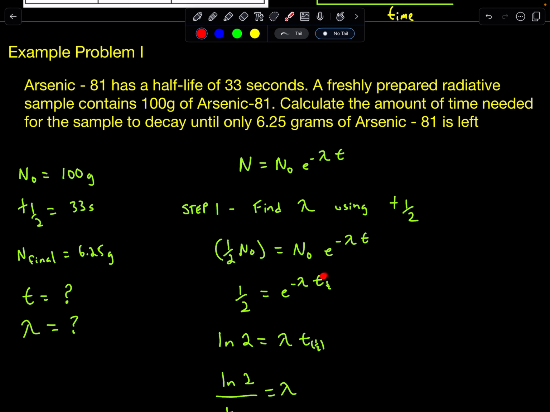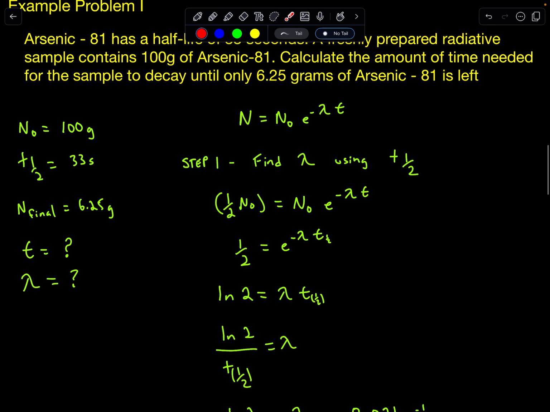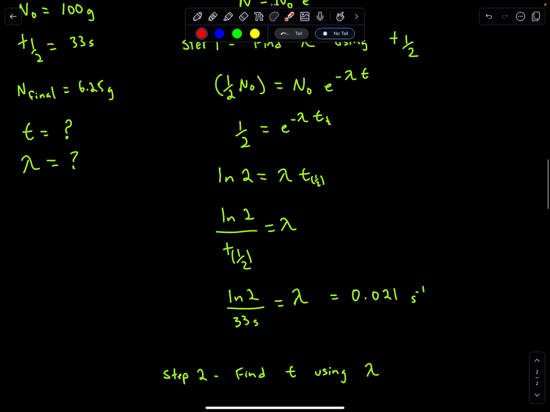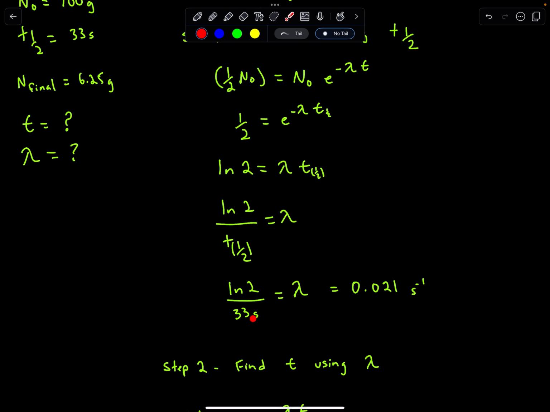That's the half-life time. And then if I do the algebra with my exponentials here, I'll get this. Now this is a very important formula that you should memorize: ln2 divided by the half-life of a substance is the decay constant. Vice versa, if I take ln2 divided by the decay constant, I can find the half-life. That's a very useful identity. So ln2 divided by 33 seconds is equal to my decay constant, which is 0.021 per second. That's the unit for decay constant.